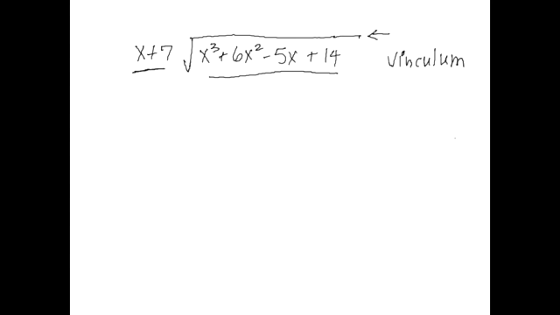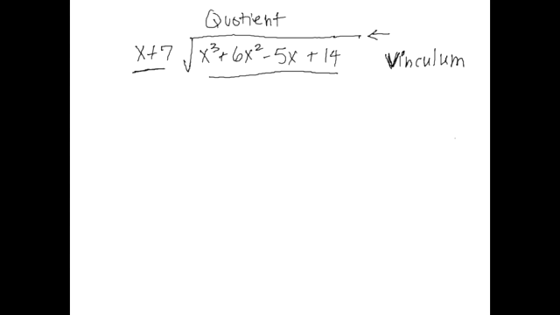Vinculum. Now, that's probably the first time you've ever heard that word, but mathematically speaking, it has a name. It is called the vinculum. So you have your divisor, your dividend, the vinculum, and then up here is where your quotient will go. The quotient will go up here.